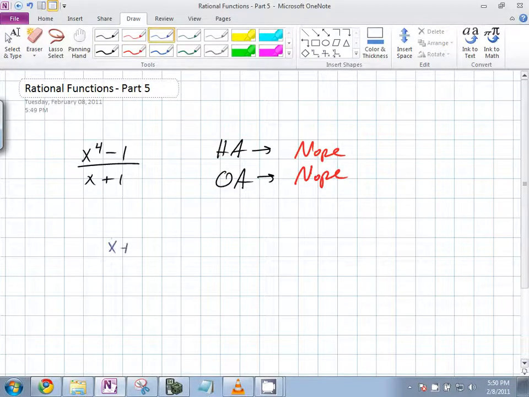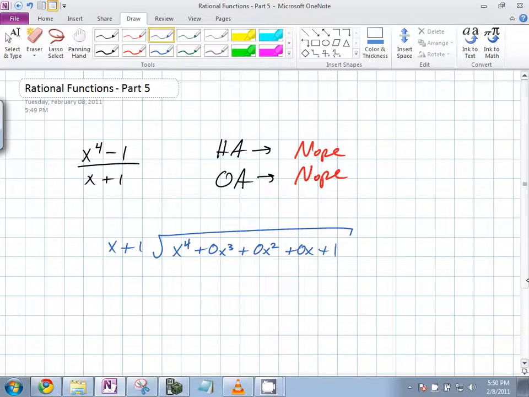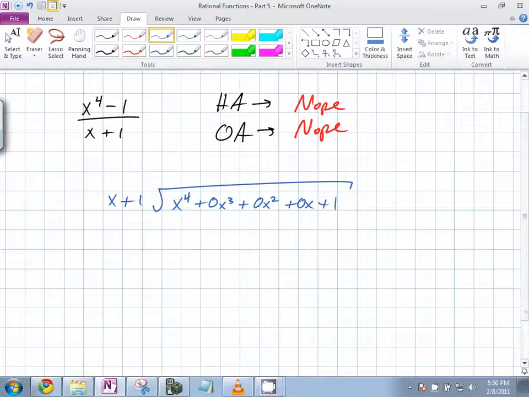You set it up with x plus 1 divided into x to the fourth. And one thing that's slightly new is that you need to put some blank placeholders in here. So we're going to put the missing terms. You can pretend they're there without writing them there, but it gets really icky in terms of organization if you don't. So let's start. We have new leading over leading is x cubed.